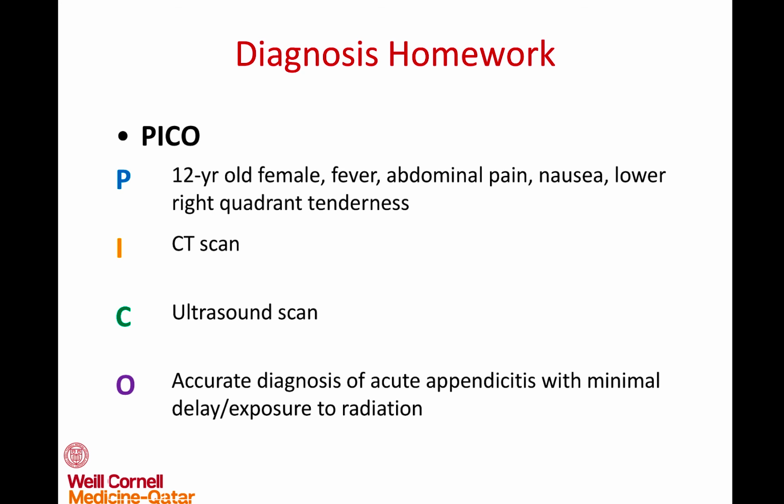My intervention is the CT scan. That's a new technique I'm thinking of using, as opposed to a more standard technique. That's my comparison, the ultrasound scan. And then finally my outcome, which is often the hardest one to put into words. I'm talking about an accurate diagnosis of acute appendicitis and then it depends a little bit on what your take on the situation was: minimal delay because you're in a hurry, or you could take it as being exposure to radiation, which is obviously going to be the ultrasound one. Now, that's the one that's the vaguest, and once again, you might want to think about what does accurate mean? Are you thinking about sensitivity or specificity or what?